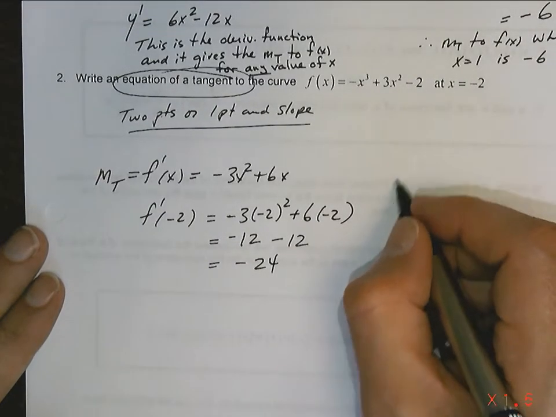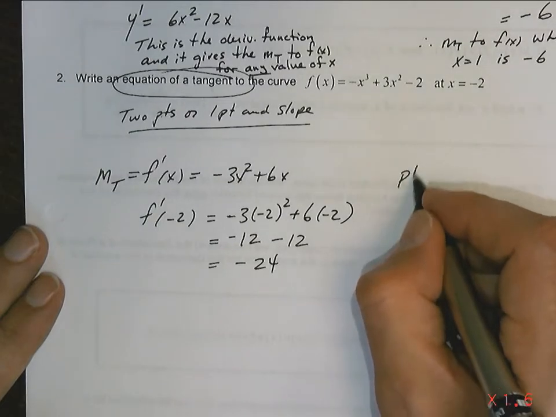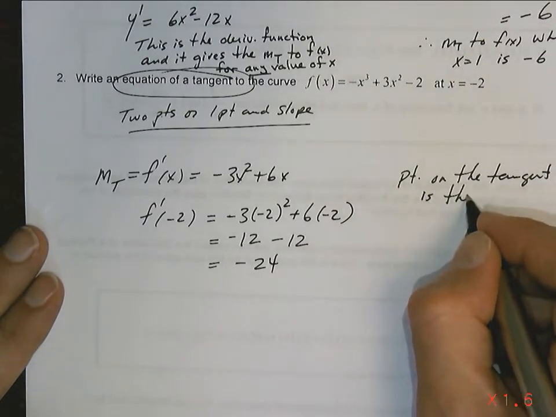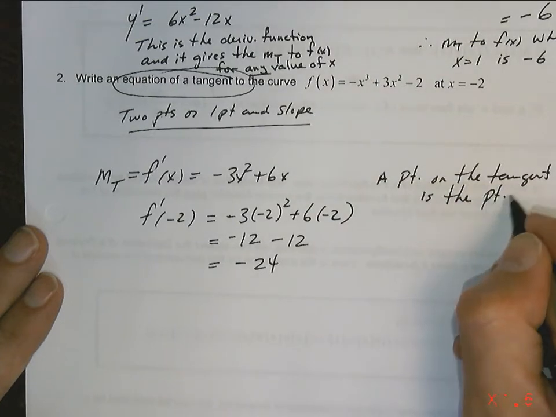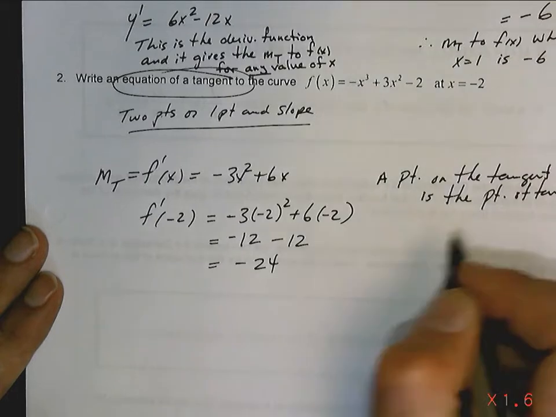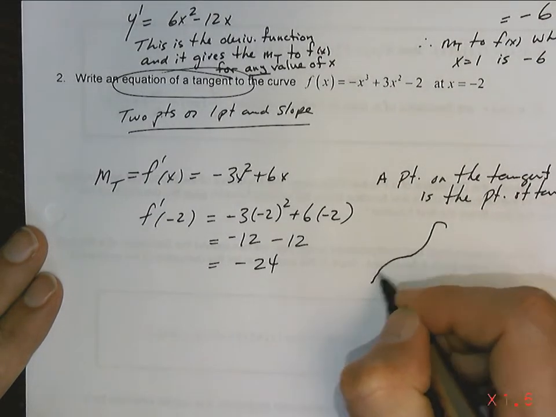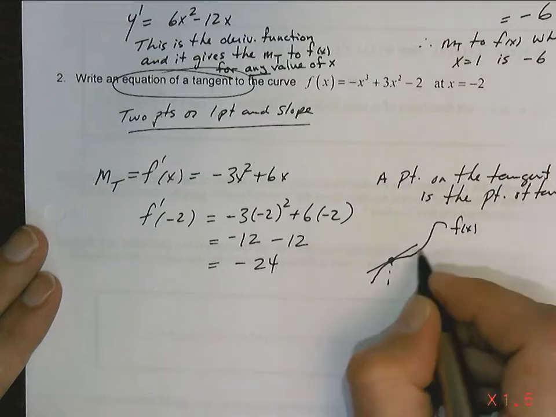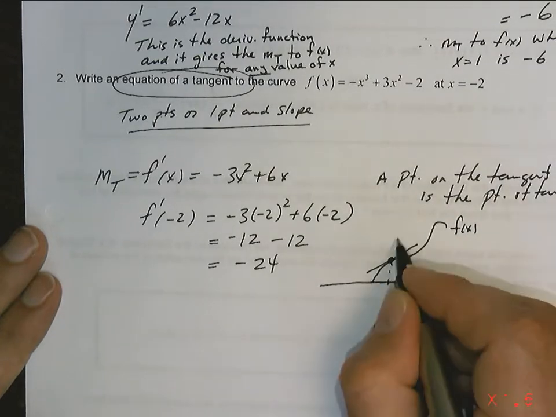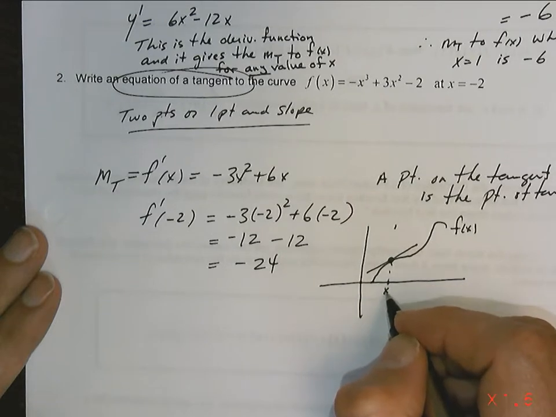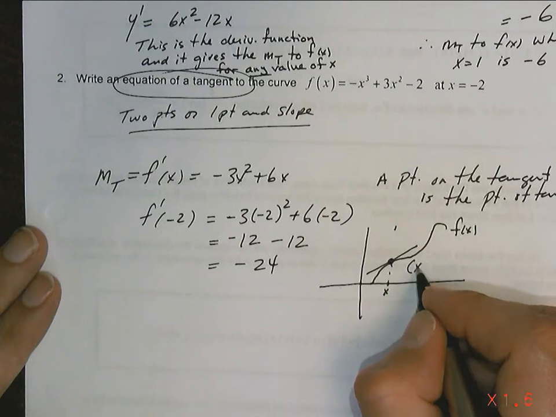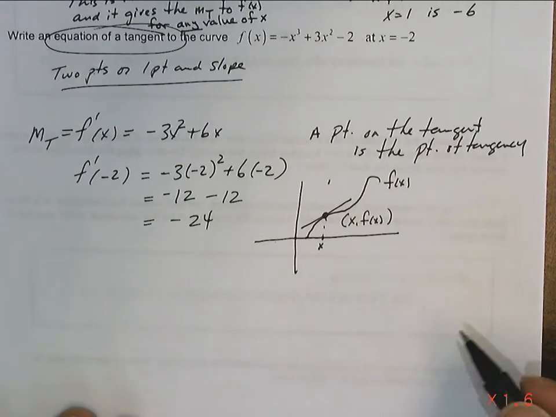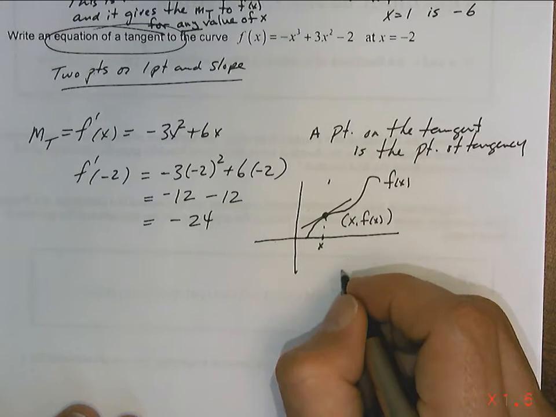I need a point of tangency. I need a point on the tangent. The point of tangency, if you remember, so take a curve, take a point of tangency. That point not only is on the tangent, but it's also on the curve. So this x value here and this range value, this point, x comma f of x, lies on both the function and the tangent line.